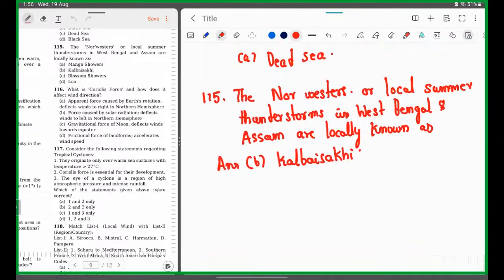Coming to question number 116, what is Coriolis force and how does it affect wind? So let us first learn about Coriolis force. It is an apparent force caused by Earth's rotation, and it deflects wind to the right in the northern hemisphere. So due to the movement, meaning rotation of Earth, the wind sways in the northern hemisphere. So answer will be A.